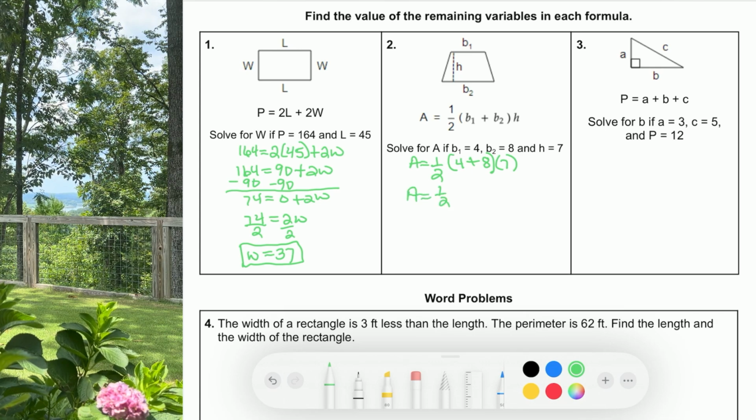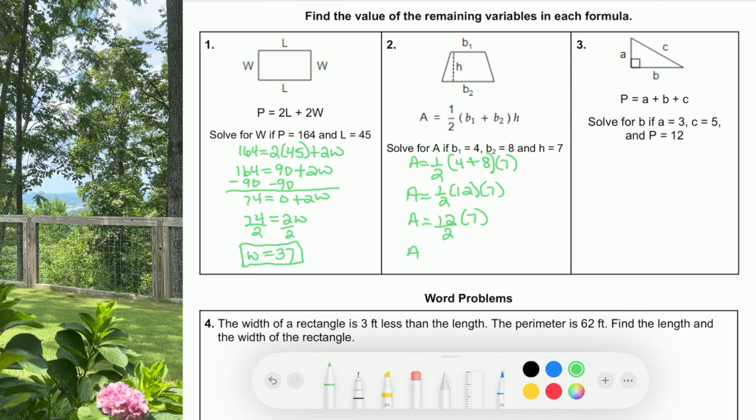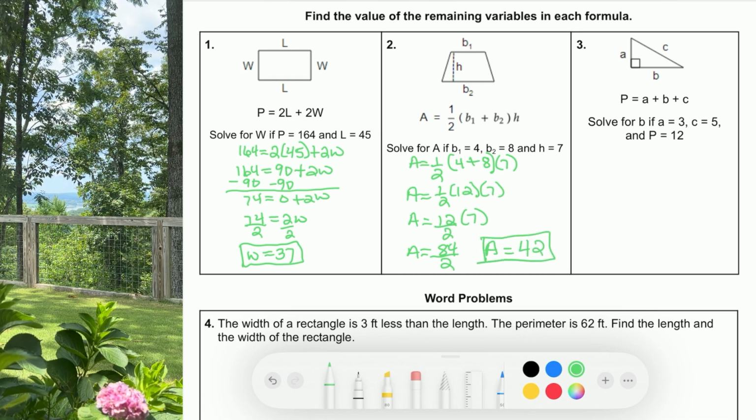A equals 1/2. 4 plus 8 is 12, and then rewrite the times 7. 1/2 times 12 is 12 halves times 7. And I get 28, or not 28, where did I get that from? 12 times 7 is going to be 84 over 2. And that will reduce to 42. So the area is going to be 42 on this problem.